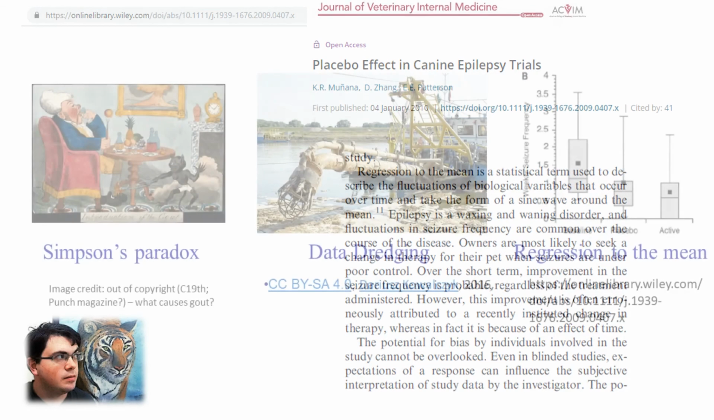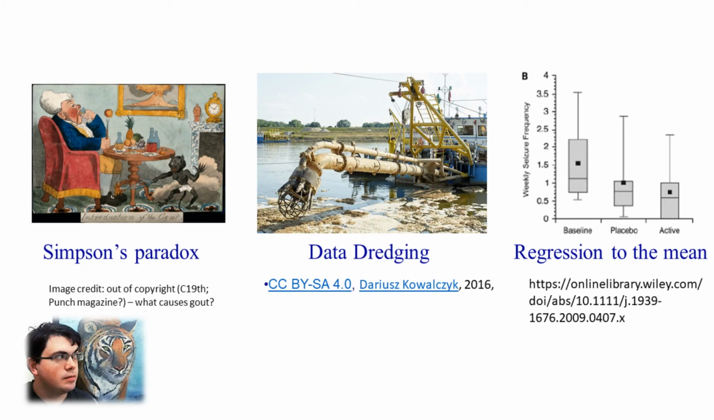Anyway, regression to the mean, together with Simpson's paradox and data dredging, make up what I can think of as the big three problems in data analysis. It's possible to go onwards and look at mathematical methods to avoid being misled by these big three, but the first step is certainly to know they exist, and to know what they look like.